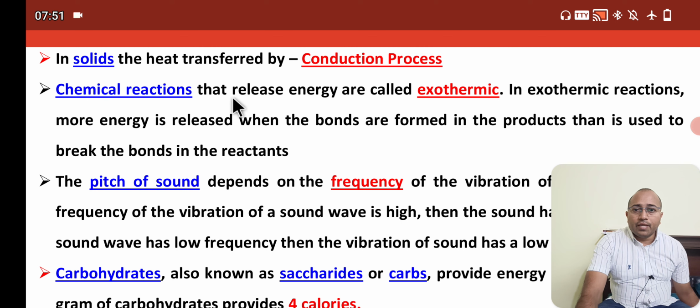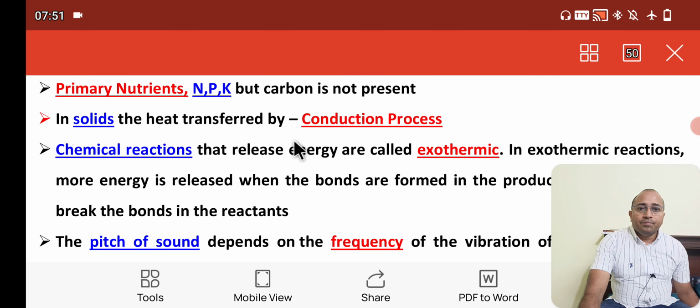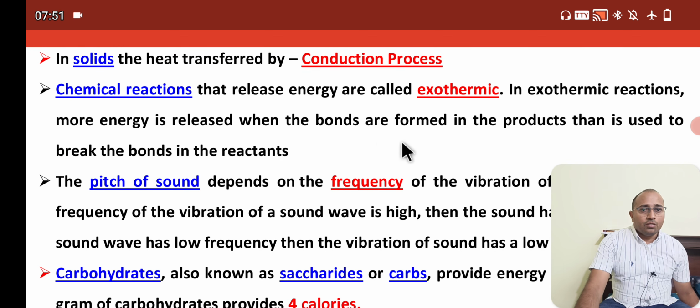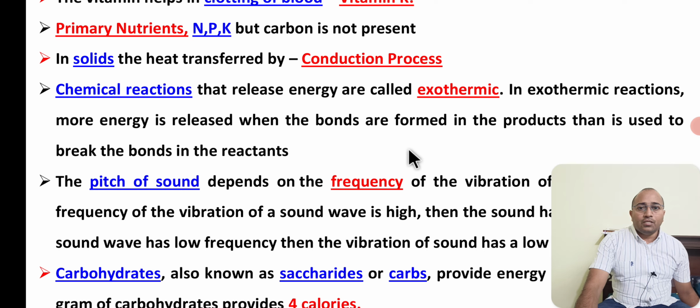So here we can see a chemical reaction that releases energy is called exothermic. In this, more energy is released when the bonds are formed in the products than is used to break the bonds in the reactants. So this is one thing we should remember.